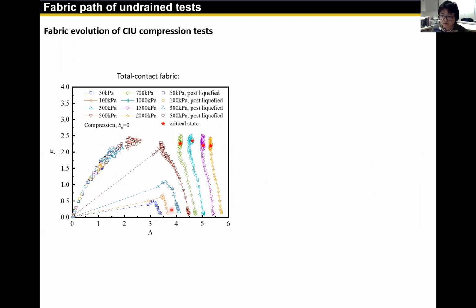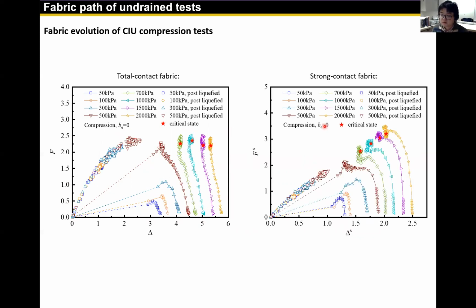When loading starts, the fabric anisotropy all increases, but these 4 specimens with low initial confining pressures liquefied, and upon liquefaction, the F and coordination number both suddenly drop to 0. Then, as loading continues, the fabric paths of these 4 specimens all evolve on a unique curve. For the other non-liquefied tests, the fabric anisotropy goes to a peak value and then drops to the critical state value. Similar observation is also found in the strong contact fabric space.